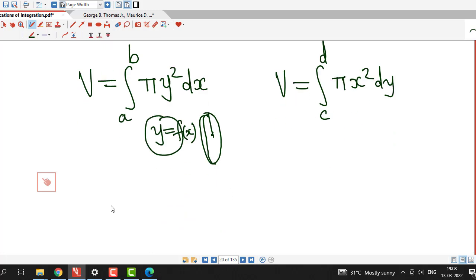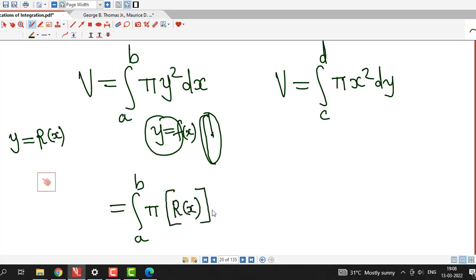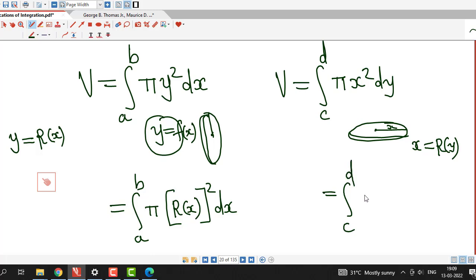Sometimes we can denote this by, if we consider y as the radius of the circular disc, then it is a function of x. So we can rewrite this as pi into the radius function, which is a function of x, dx. And here the circular disc will be in this shape and its radius will be equal to x, and x is going to be a function of y here. So this we can rewrite as the integral from c to d of pi times the function of y whole square dy.